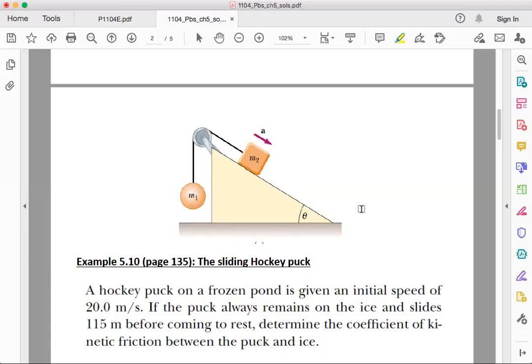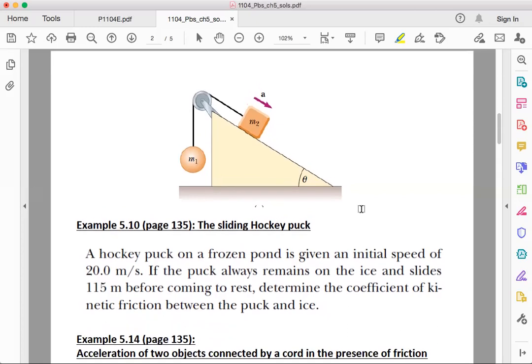We continue with another example. It's an example about the hockey puck. A hockey puck on a frozen pond is given an initial speed of 20 meters per second. If the puck always remains on the ice and slides 115 meters before coming to rest, determine the coefficient of kinetic friction between the puck and the ice.